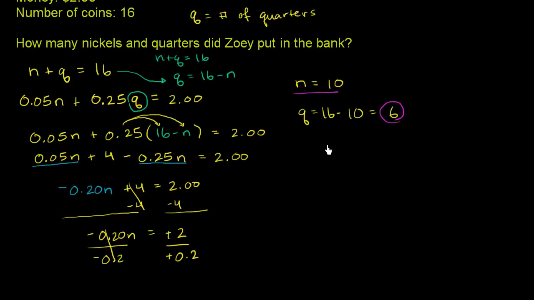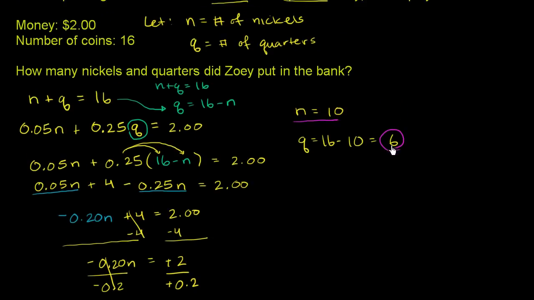And we can verify it. So clearly she has 16 coins. 10 nickels, 6 quarters, that's 16 coins. That makes sense. And we can also verify it's the right amount of money. 10 nickels are going to be 50 cents, 10 times 5 cents each. And then 6 quarters is going to be $1.50. So the total amount of money she has is 50 cents plus $1.50, which is $2. So it all works out.